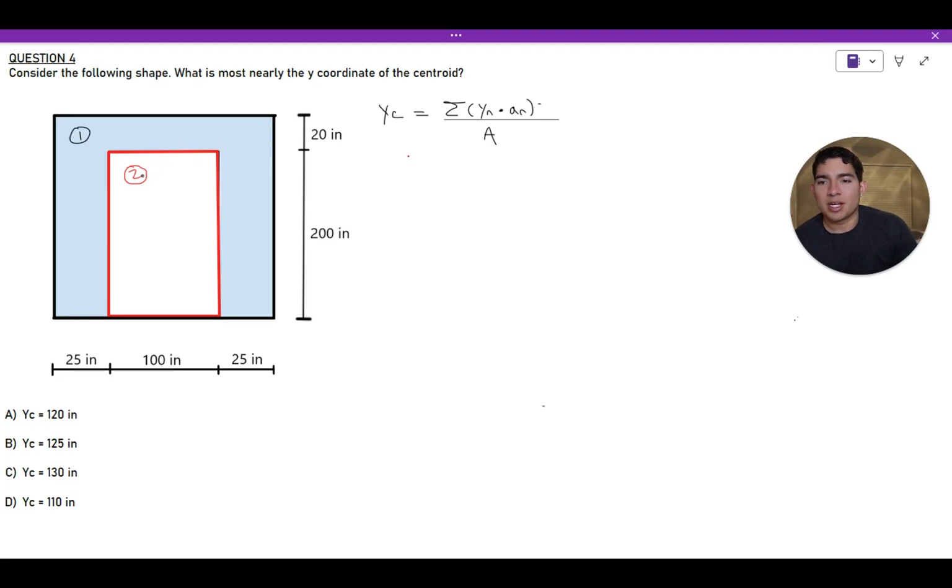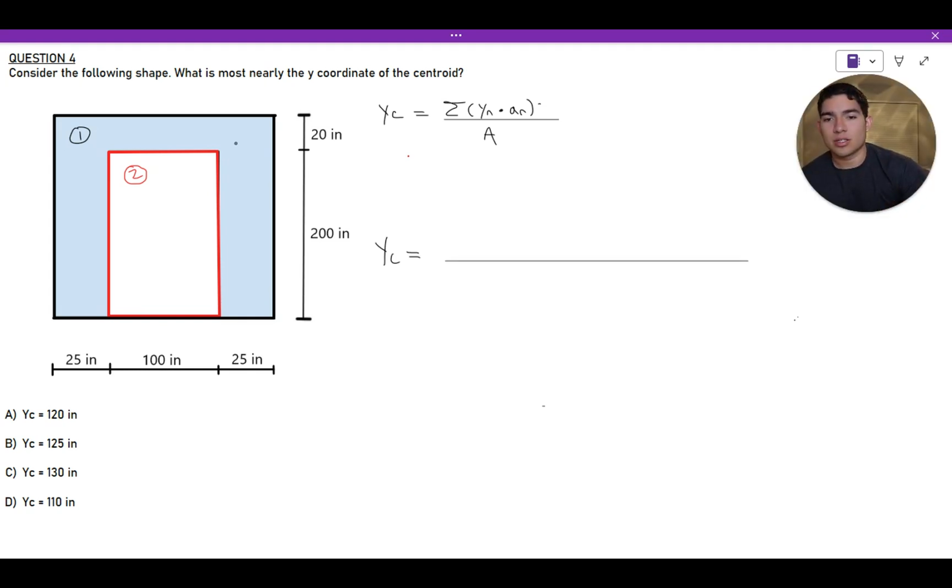Instead of splitting up this blue shape into 3 separate components, we're going to save ourselves a little bit of time by assigning our first component as this big rectangle here with the black border, and then subtracting from it this empty rectangle right here in the red border. So let me go ahead and show you what I mean.